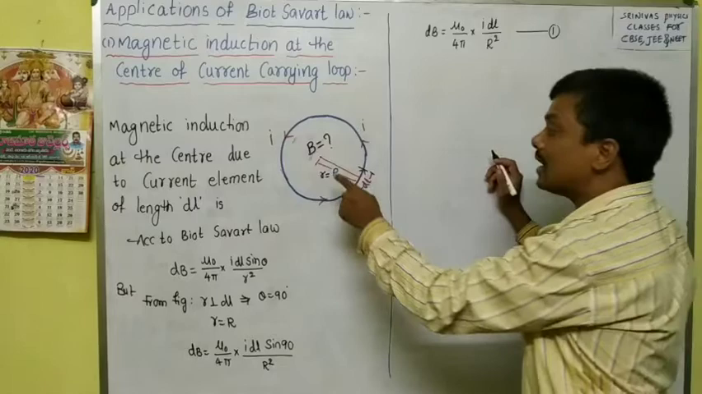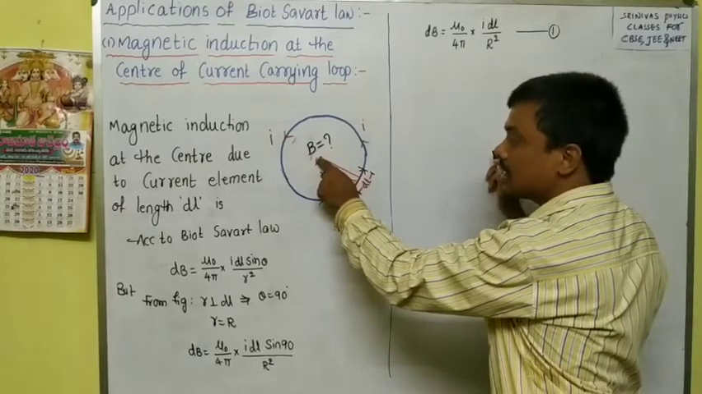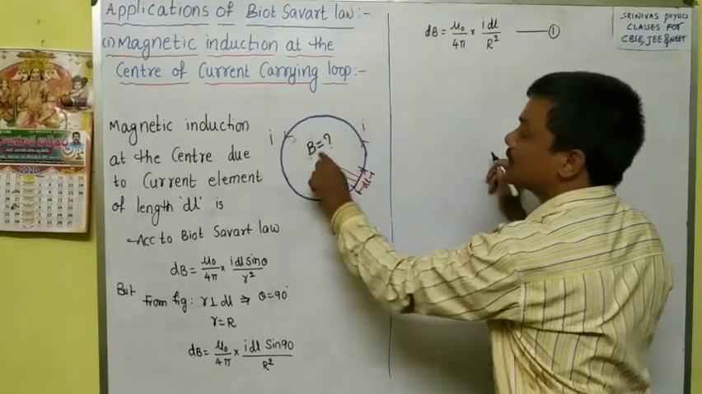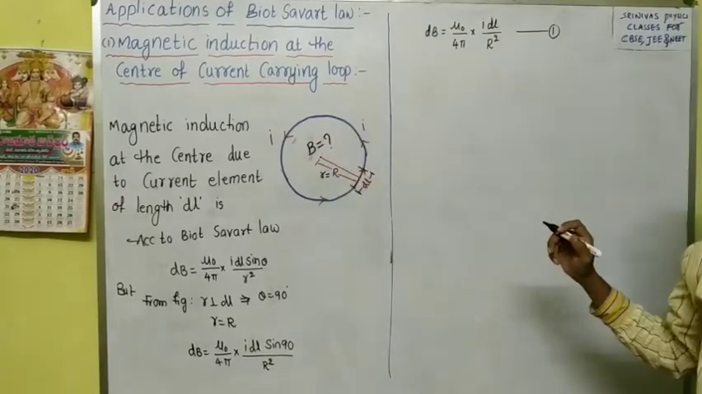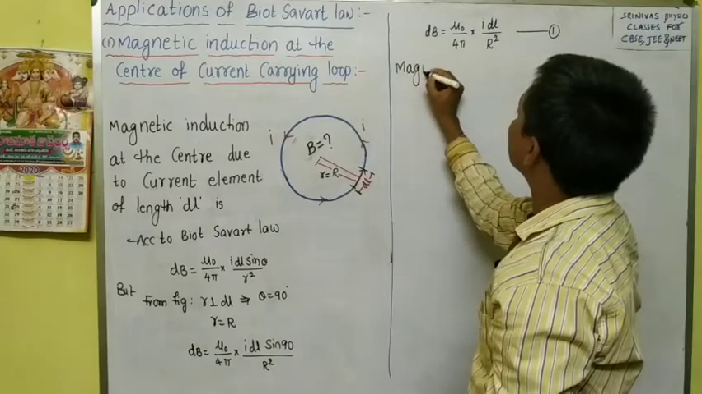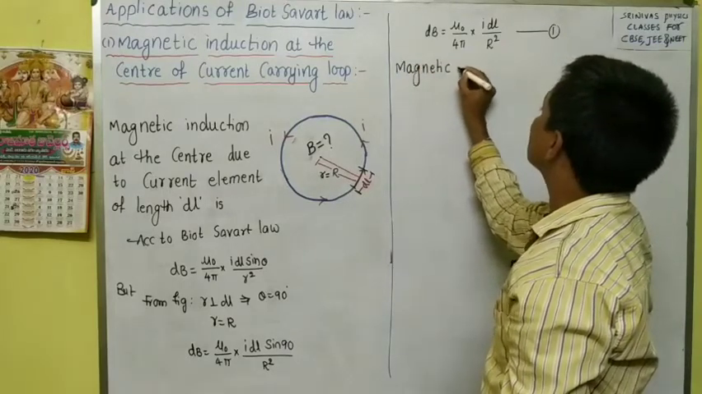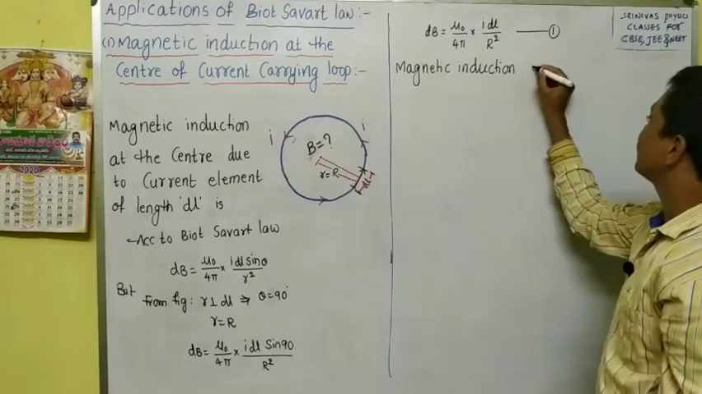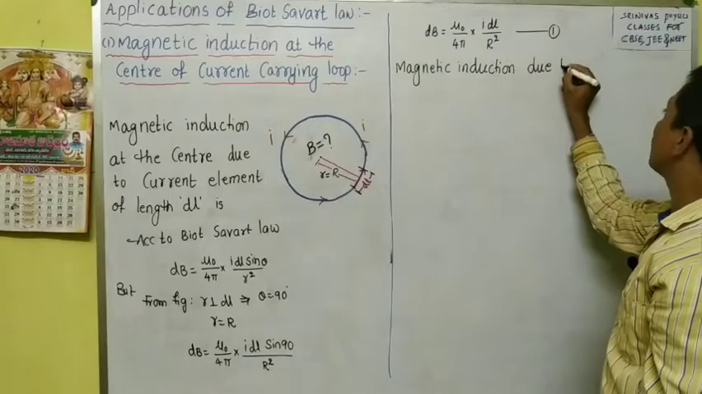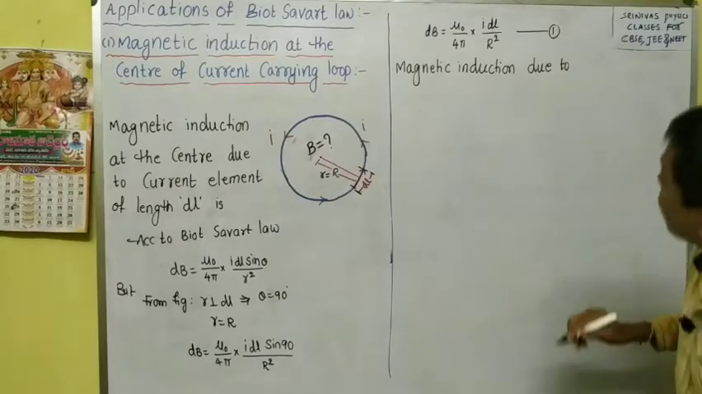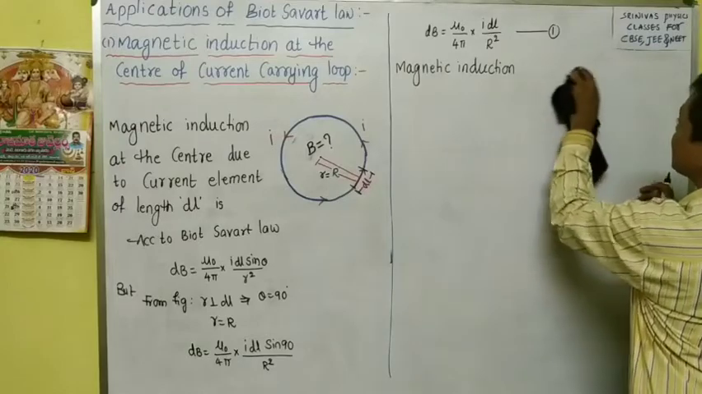Due to every element, the magnetic induction is there. If you add the magnetic inductions due to all elements, we will get the total magnetic induction due to the current loop. That means now, instead of adding, we can do the integration. That is the magnetic induction due to the current loop, right? Magnetic induction at the center of the current loop, right?